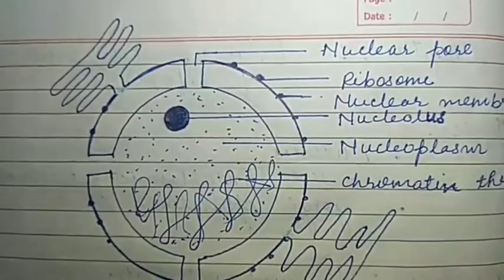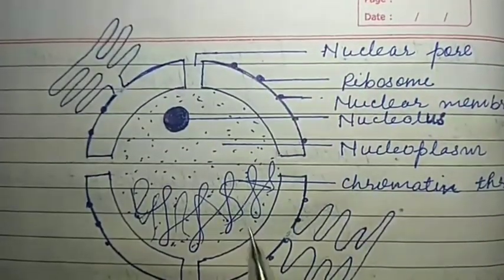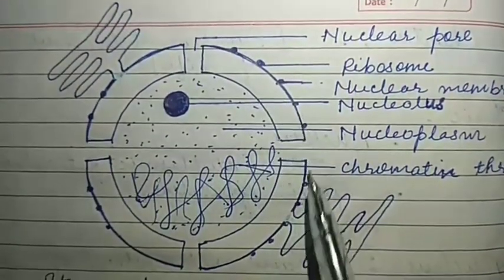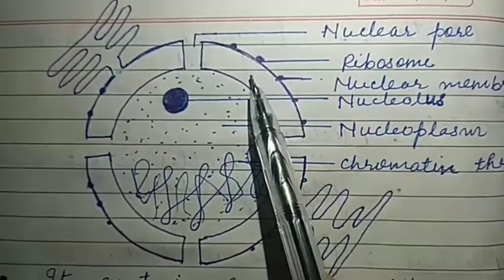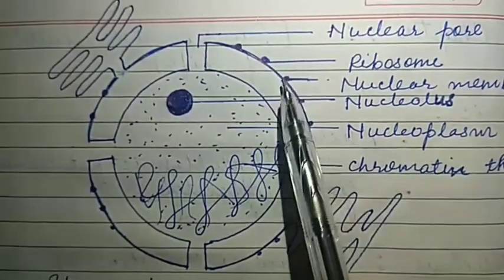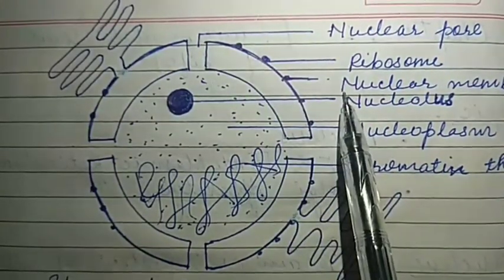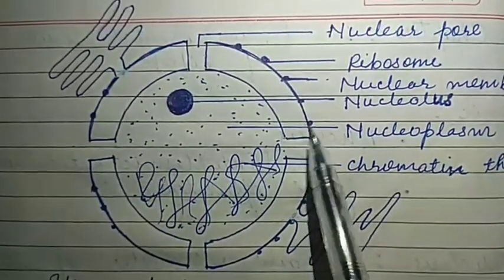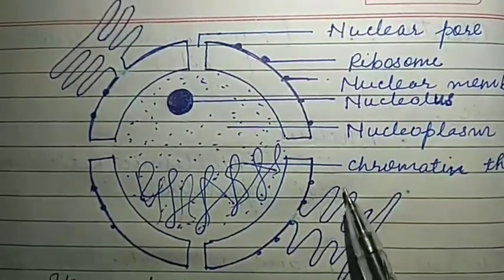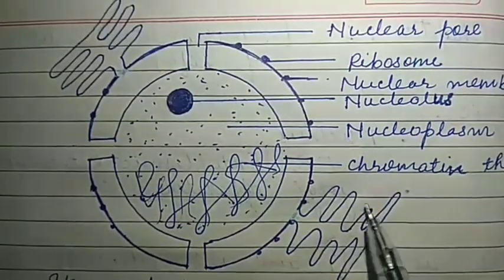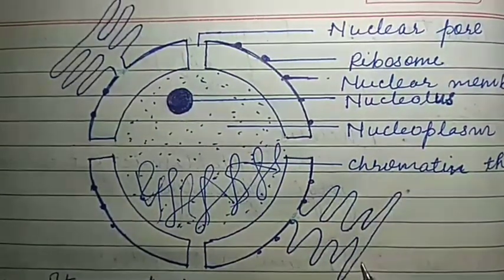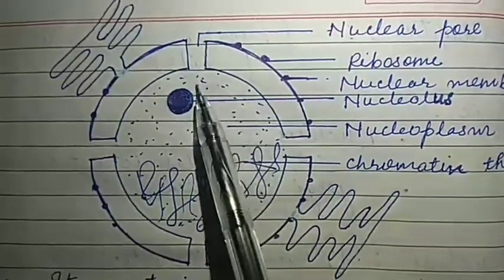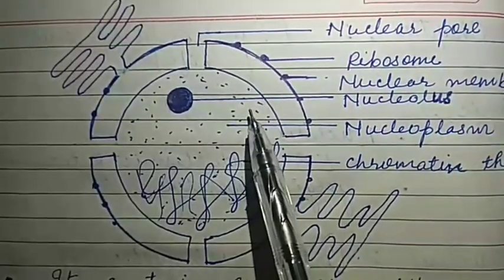Now we'll discuss the diagram of the nucleus. The nucleus is an oval-shaped structure, covered by 2 membranes. The first membrane is called the outer membrane and the second membrane is called the inner membrane. You can see here ribosomes are present on the nuclear membrane, and this thread-like structure that also arises from the nuclear membrane is called the endoplasmic reticulum. And the jelly-like substance which is present inside is called nucleoplasm.